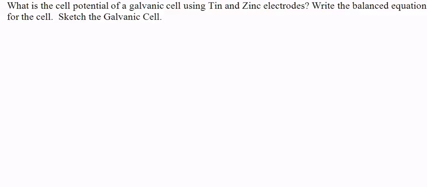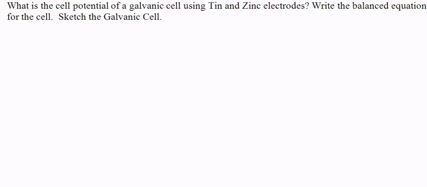Okay, so welcome back, and we're going to be looking at galvanic cells this time. A galvanic cell is essentially the beginning piece for a battery. And there are certain rules that we have to follow when we're trying to put together our galvanic cell. So we've got an example problem here.